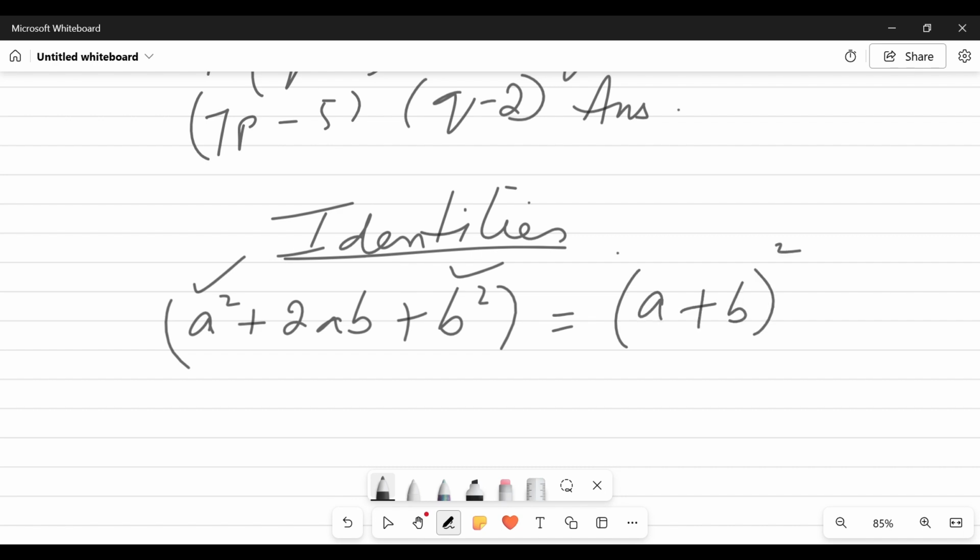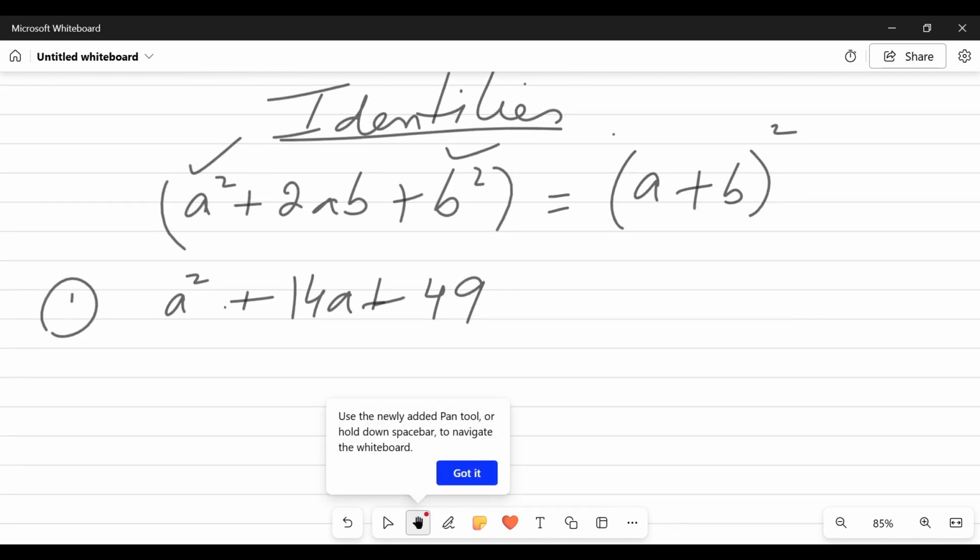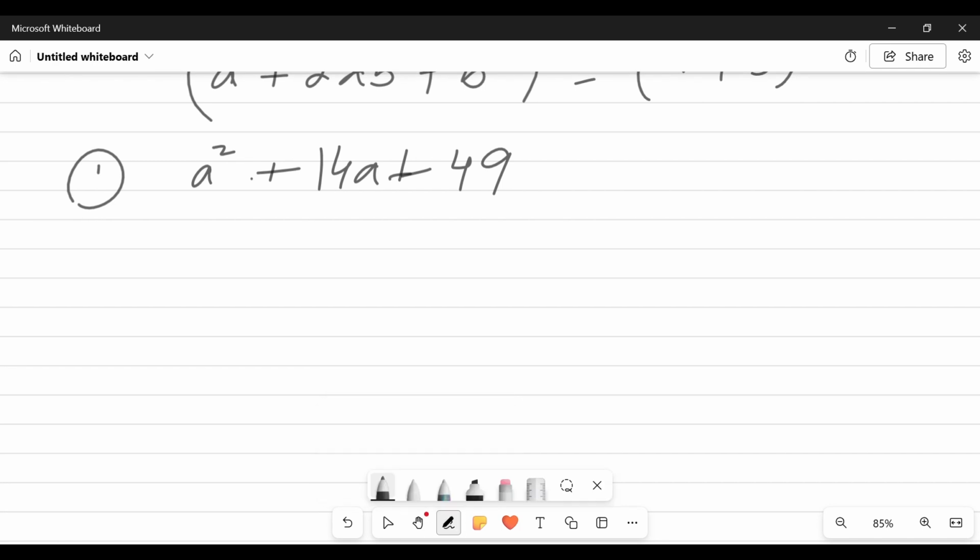So the first question here is a square plus 14a plus 49. You can solve this question with middle term breaking as well. But when you see that the first term and the last term are perfect squares, solve it with identities.